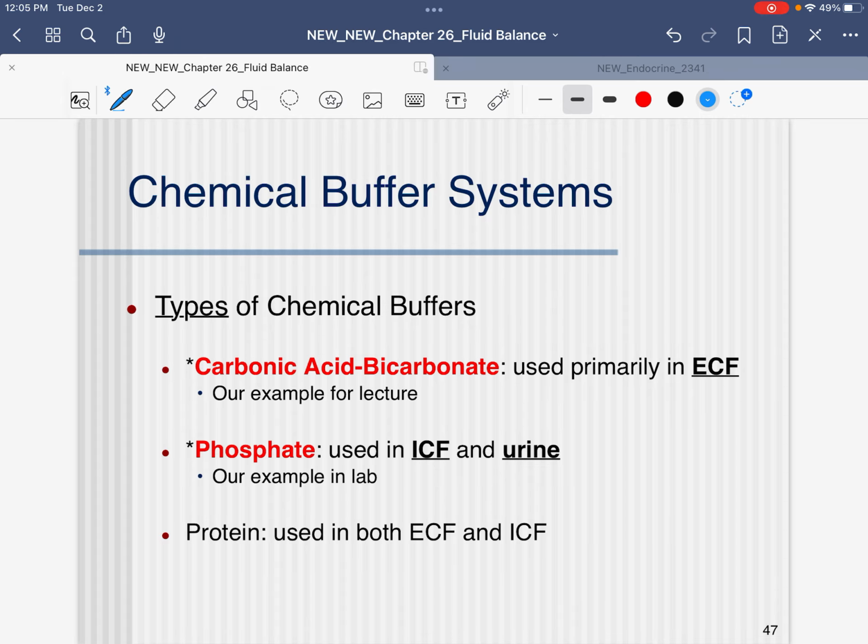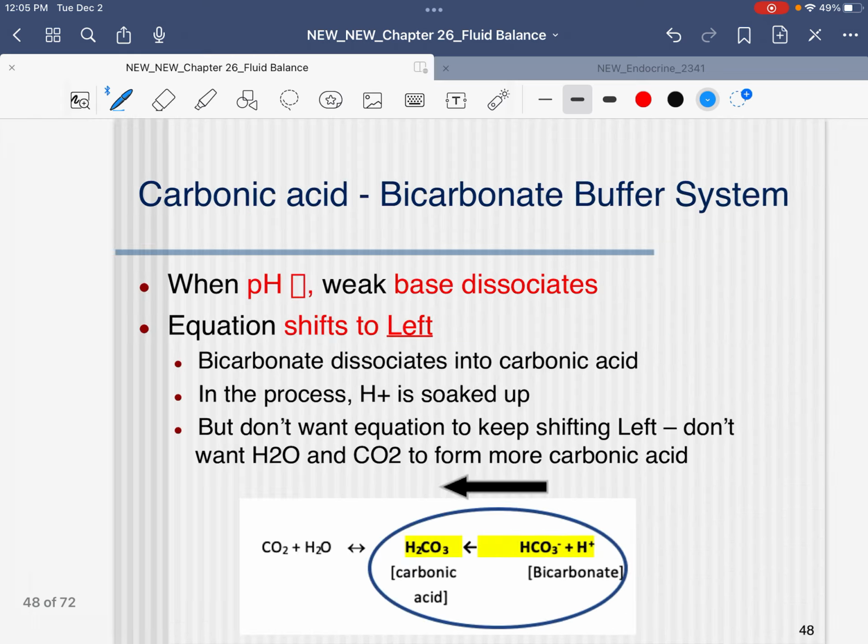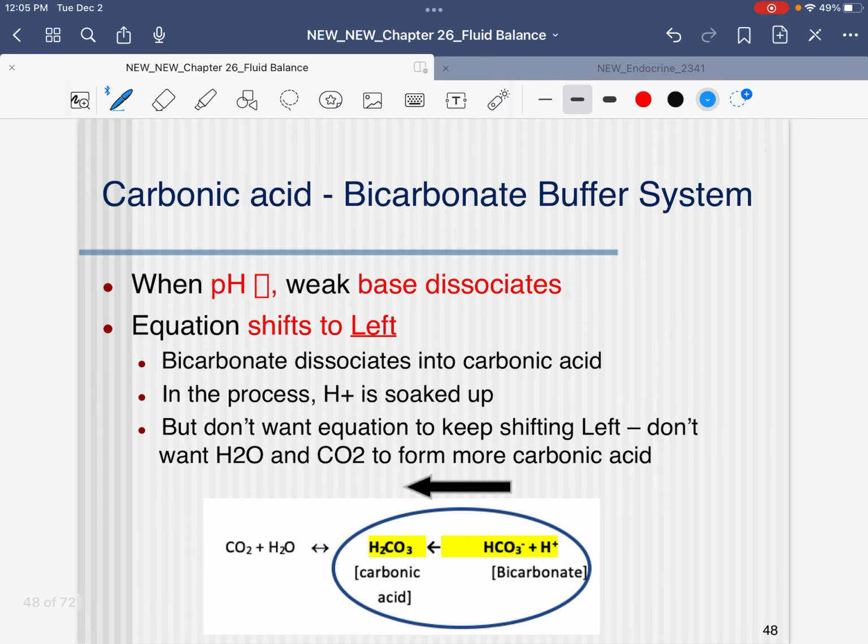We're going to talk more about it. It's true that the carbonic acid bicarbonate buffer system is more active in the extracellular fluid outside of cells, and the phosphate is more active in the intracellular fluid and the urine. But you don't need to know that. Here's what I want to talk about.